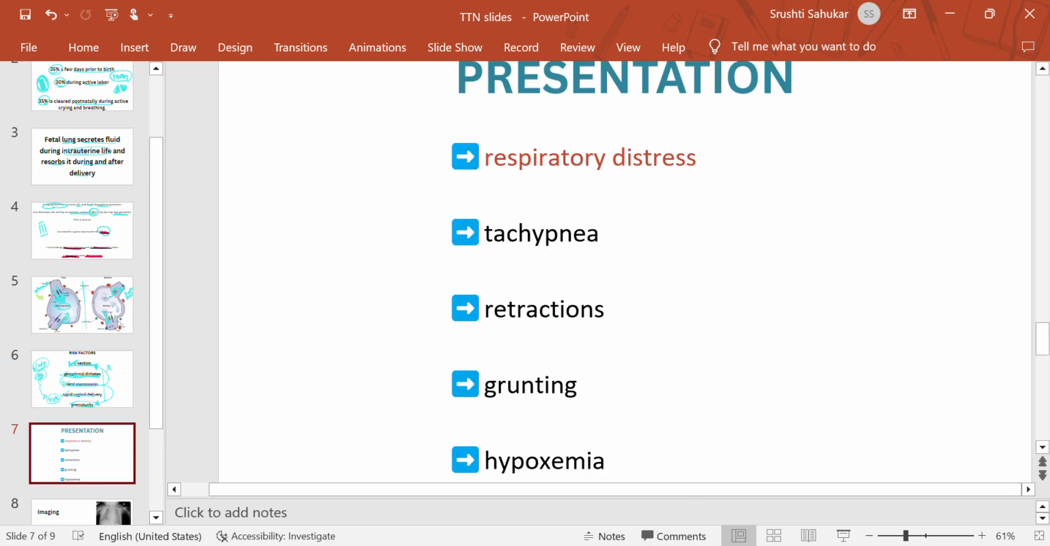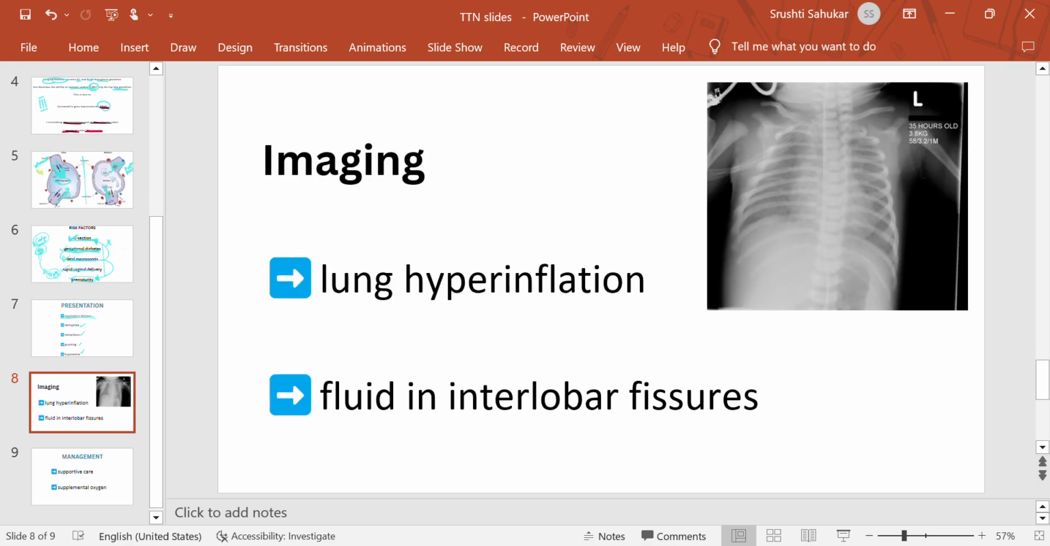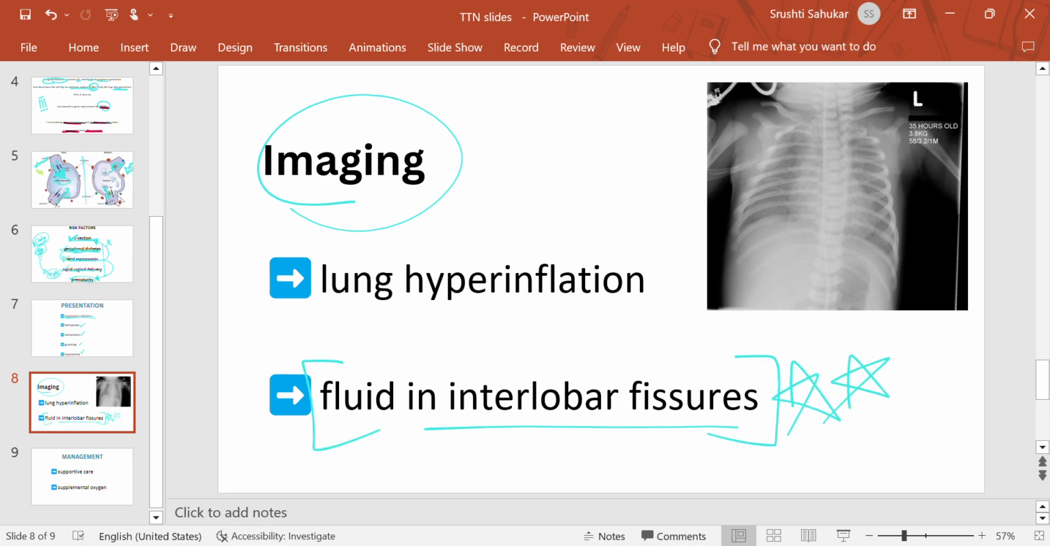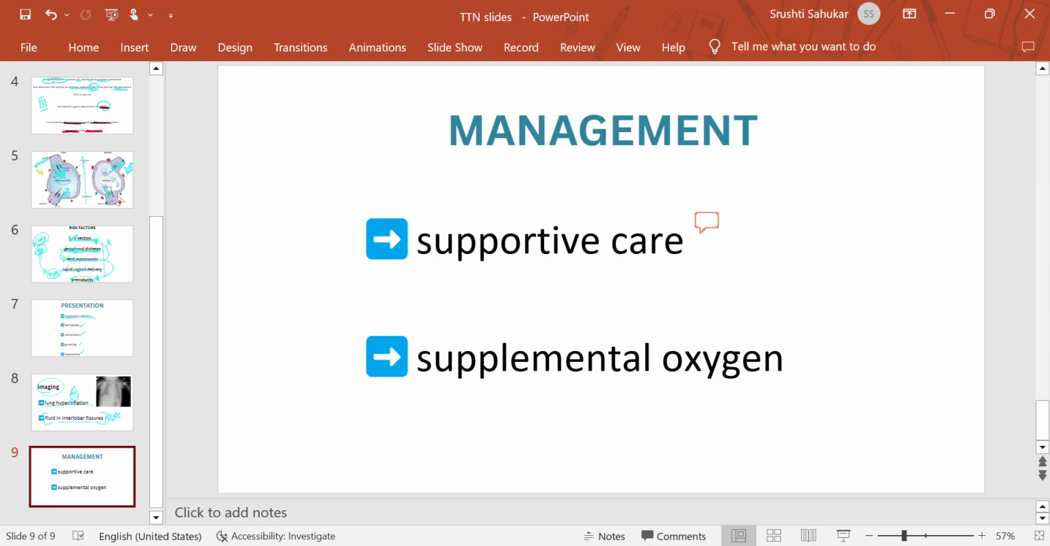All right. Now the presentation is pretty straightforward. It's just going to be mainly respiratory distress. You want to be looking for tachypnea, retractions, grunting, hypoxemia, and just the usual stuff, right? And on imaging, it will show fluid in the interlobar fissures. This is very, very classic of transient tachypnea, and lung hyperinflation because the fluid hasn't cleared out yet, so the distal lung could undergo hyperinflation.